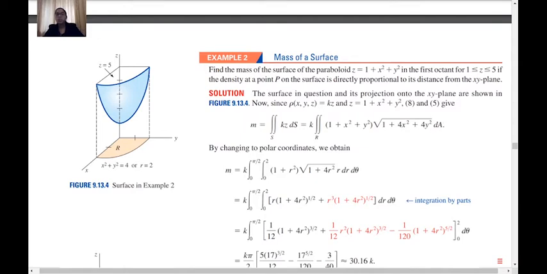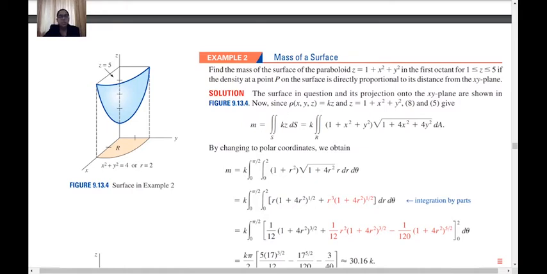And now we have to determine the density. We are given that the density is directly proportional to its distance from the xy plane. If you see in figure 9.13.4, if this is the xy plane, the distance from this plane can be treated as nothing but the z coordinate. If I am at a distance of 5 units from the xy plane, z is equal to 5. If I am at a distance of 3 units from the xy plane, z is equal to 3. So we can consider rho of x, y, z to be equal to k into z, where k is the proportionality constant.